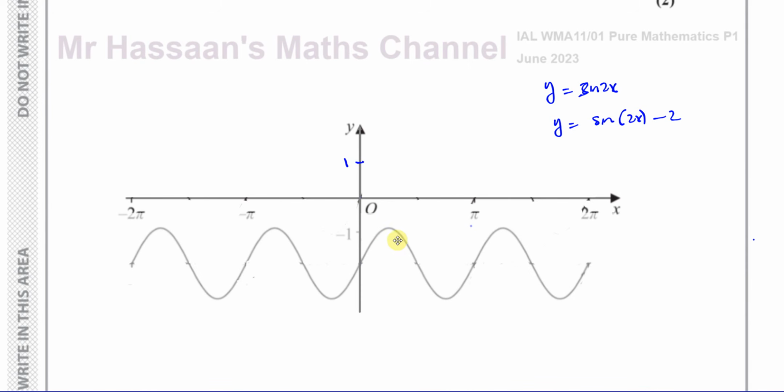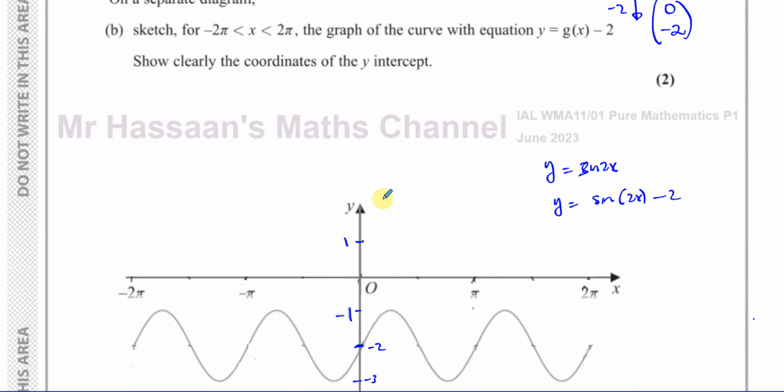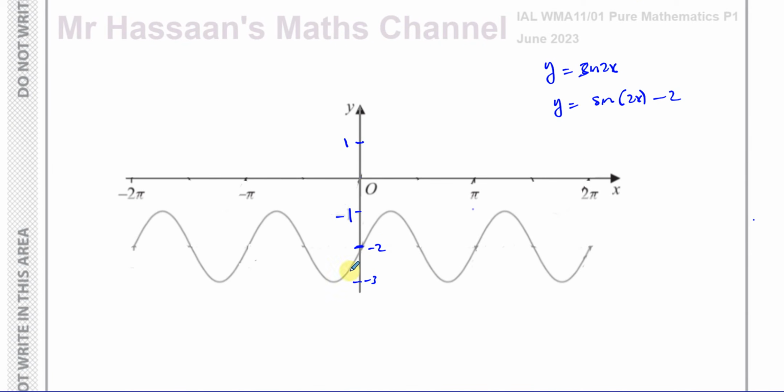So at that point here, this is now -1. So those are the maximums. The minimums are at -3. And it hits the y-axis at -2. The question tells us to write down the coordinates of the y-intercept, so it's just -2 here. The whole thing just shifts down 2 units. So the y-intercept here is going to be 0, -2. That's the y-intercept. So that's this graph.